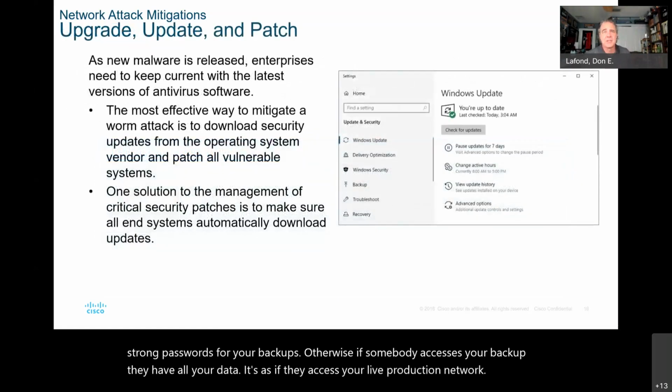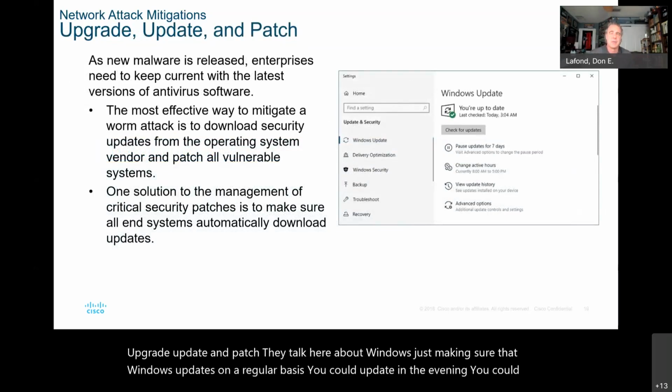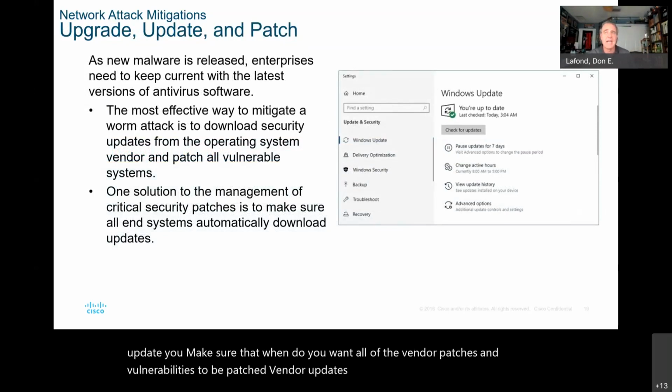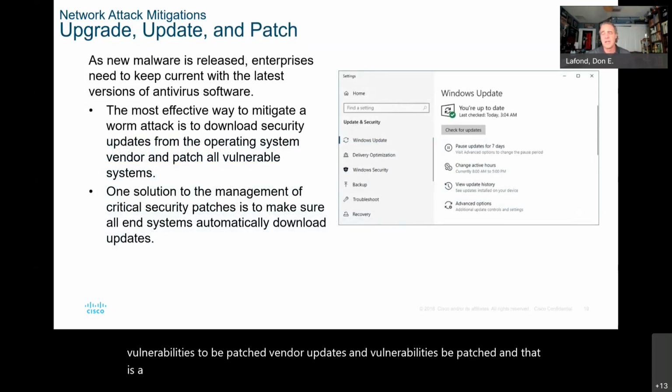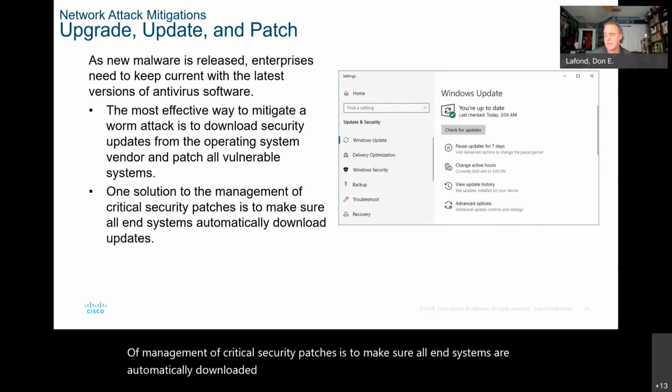Upgrade, update, and patch. They talk here about Windows, just making sure that Windows updates on a regular basis. You could update in the evening. You make sure, when do you want all of the vendor updates and vulnerabilities to be patched. That is a critical thought process as well on all of your client computers. One source of management of critical security patches is to make sure all end systems are automatically downloaded with updates, and that can be centrally coordinated.